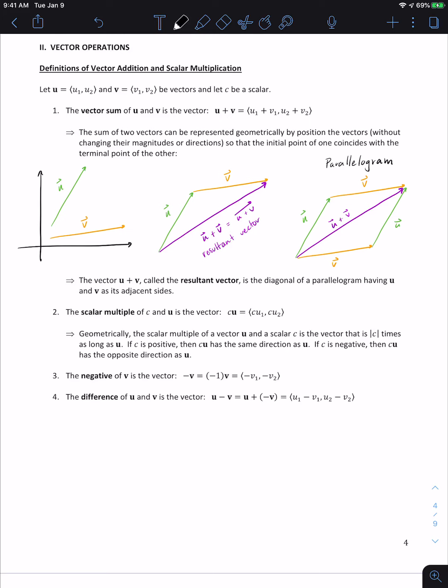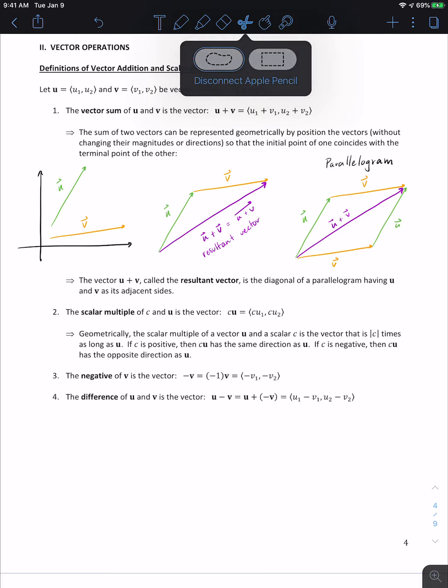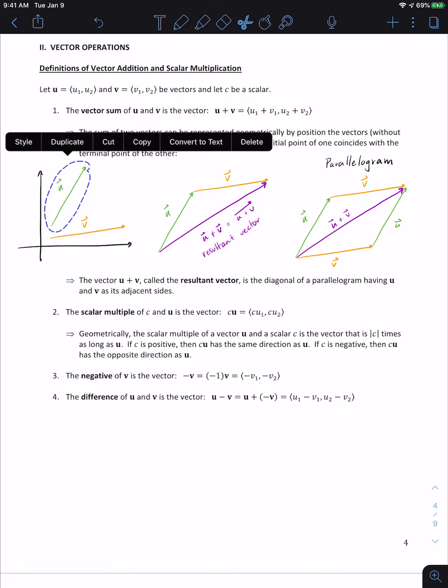Cool. Okay, so the scalar multiple of c and u is the vector c times u, which is just taking the first component multiplied times c and then the second component multiplied by c. Geometrically, what this looks like is just means that I have the absolute value of c times as long as u. So for example, if I had the vector 2u, then the vector 2u would look like this.